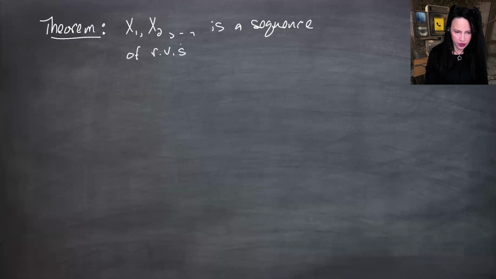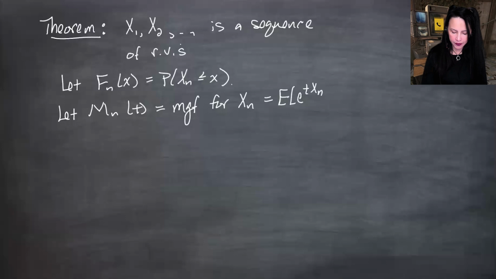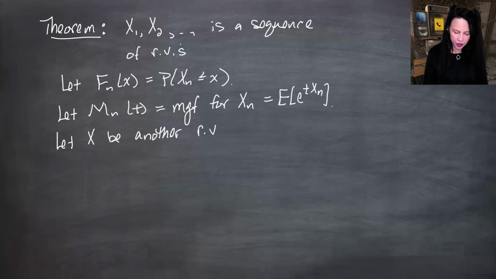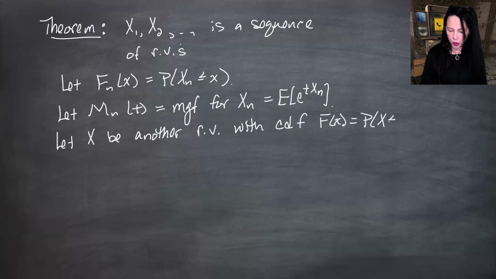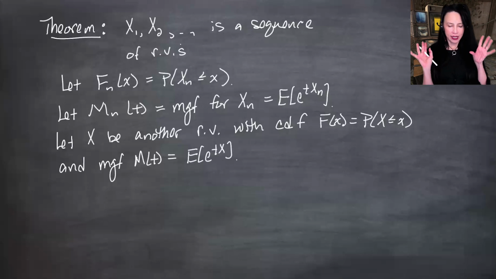of random variables, and I'm going to let capital F sub n be the CDF for xn, and I'm going to let capital M sub n of t be the moment generating function for xn. So this is going to be the expected value of e to the t xn. Now I'm going to let x be another random variable with CDF capital F of x and its own moment generating function that I'm just going to call m of t. Or if you'd like, you could put the subscript x on both of these. But here is the point of all this.